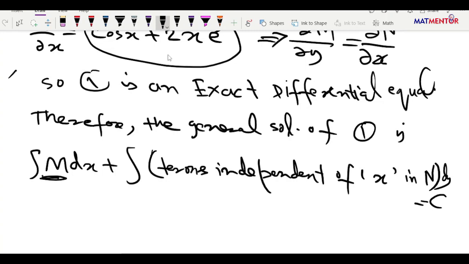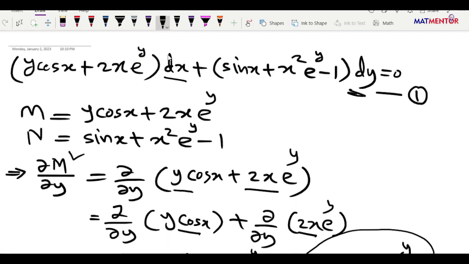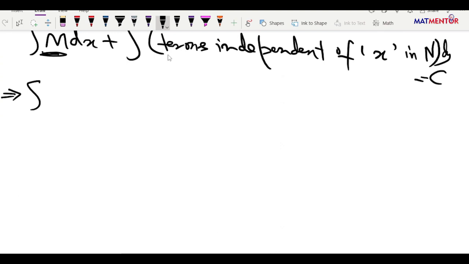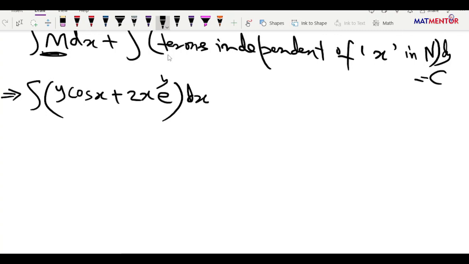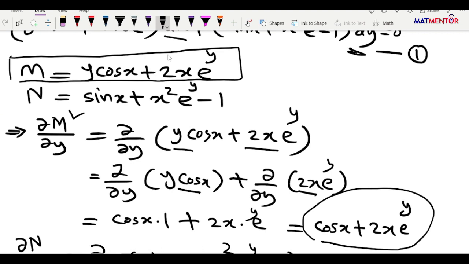Now here we have to take the value of M, and from N we have to take those terms in which x is not present. So integration of M dx. M is y cos x + 2x e^y. So we will put the value of M here: ∫(y cos x + 2x e^y) dx plus terms independent of x in N. It means those terms of N in which x is not present. So this is our N.